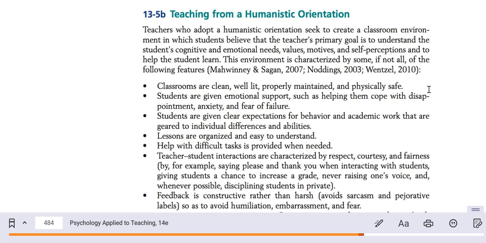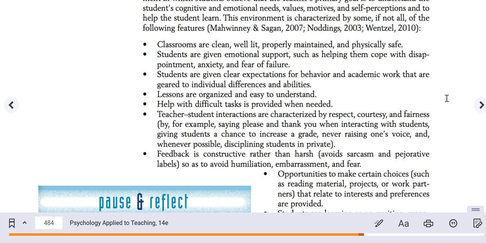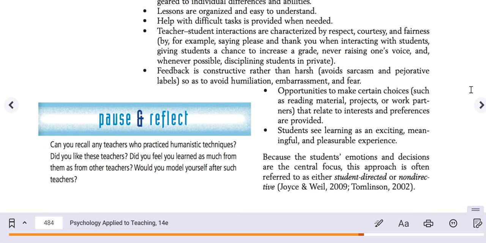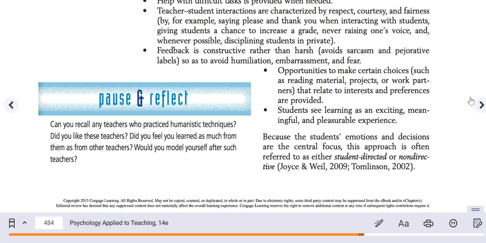Teacher-student interactions are characterized by respect, courtesy, and fairness, by, for example, saying please and thank you. Feedback is constructive rather than harsh, so as to avoid humiliation, embarrassment, and fear. Opportunities to make certain choices, such as reading materials and projects that relate to interests and preferences, are provided. Students see learning as an exciting, meaningful, and pleasurable experience. Because of this, the student's emotions and decisions are the central focus. This approach is often referred to as either student-directed or non-directive.